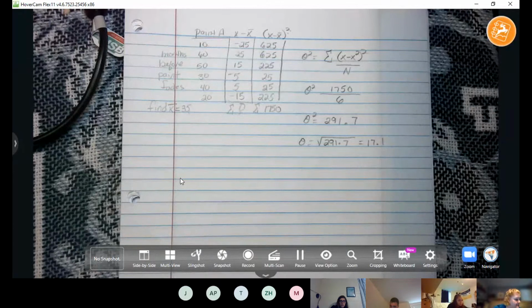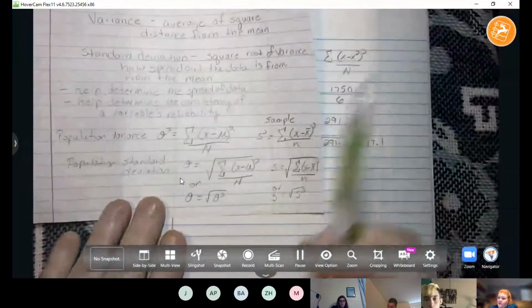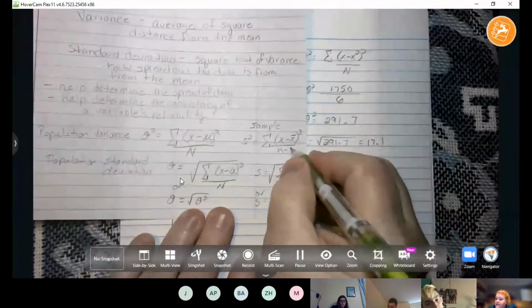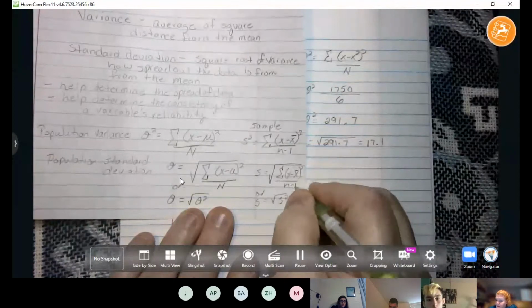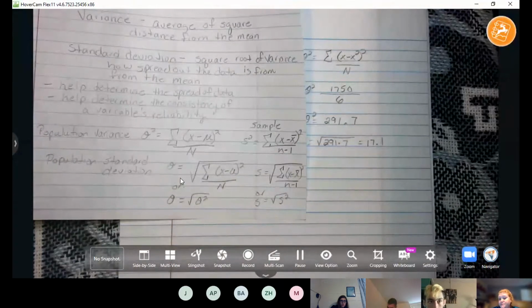Now, I've already seen that I've made a mistake. If you will go back to your notes, there is a mistake in a formula, and that is on the sample formula. The variance should be n-1, and the standard deviation should be n-1 there. So please be sure you go back and make that change.